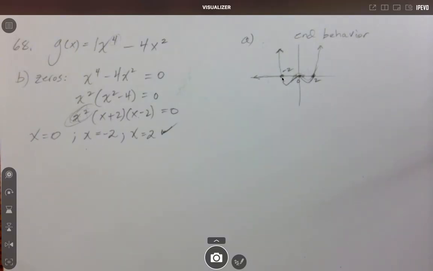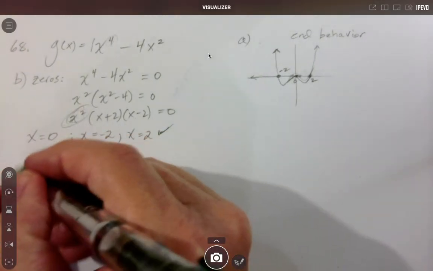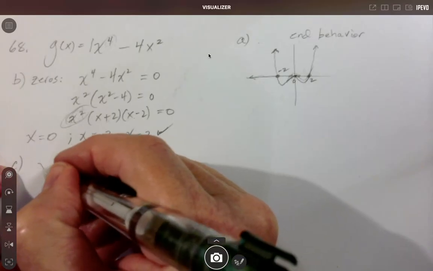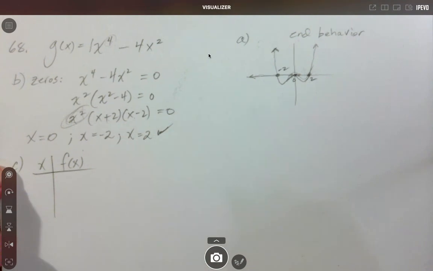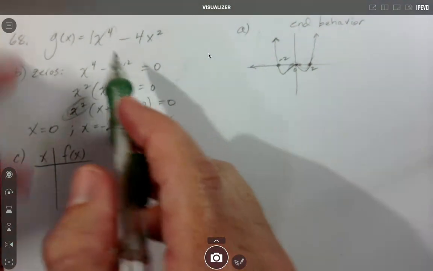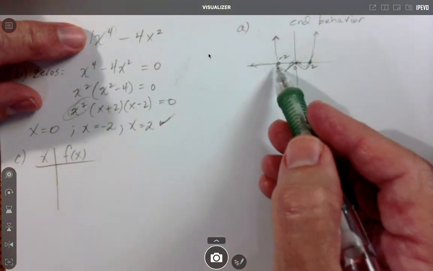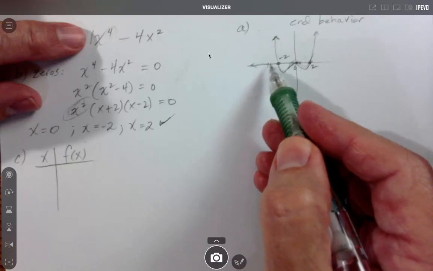Well, I know this point, I know this point, I know this point. I don't really know this point or this point. And it's very hard to find those without the calculator, but I can find other points on the graph just by picking points and plugging them in. So for instance, I could do an x and an f of x table, and I could put in, let's say, -3.